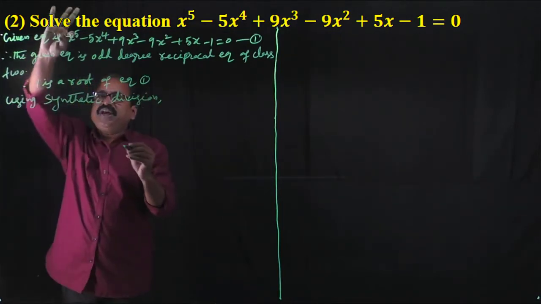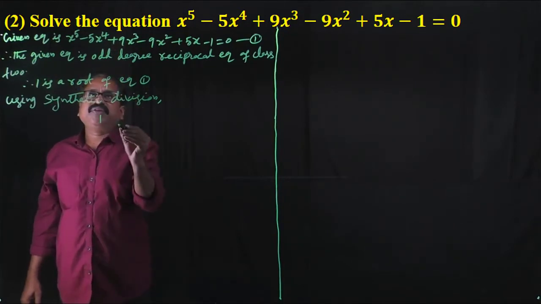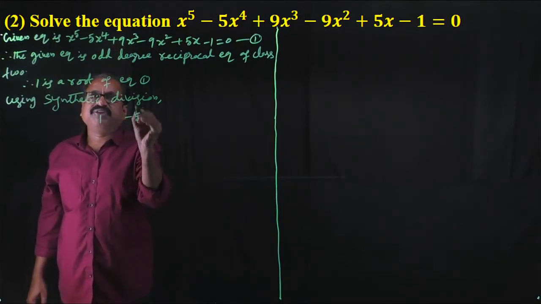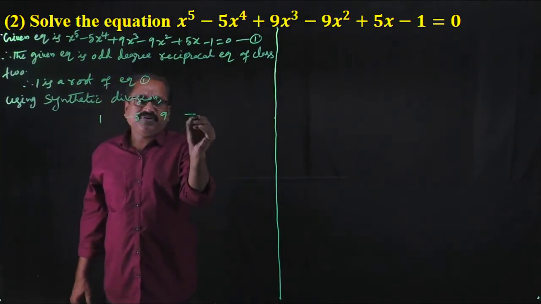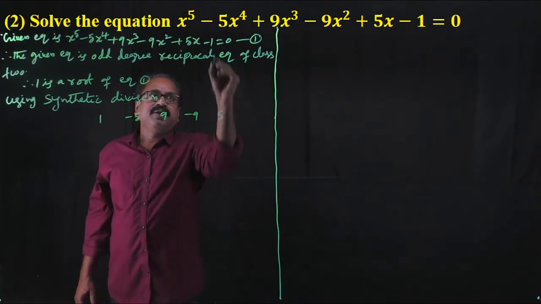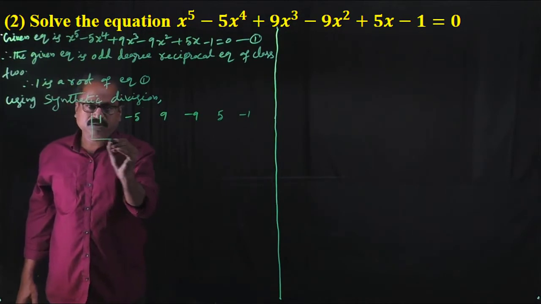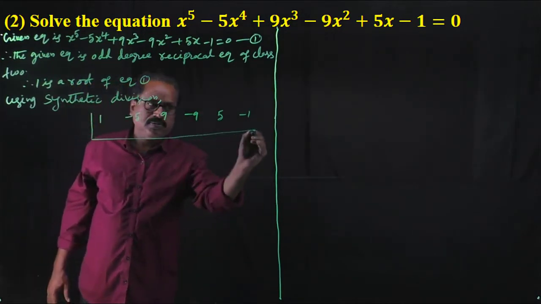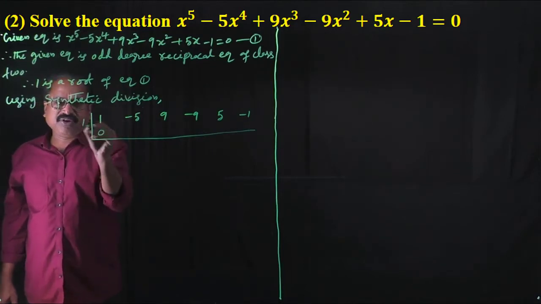So coefficient of x power 5 is 1. Coefficient of x power 4 is minus 5. Coefficient of x cube is 9. Coefficient of x square is minus 9. Coefficient of x is 5 and the constant is minus 1. So 1 is a root of equation 1.